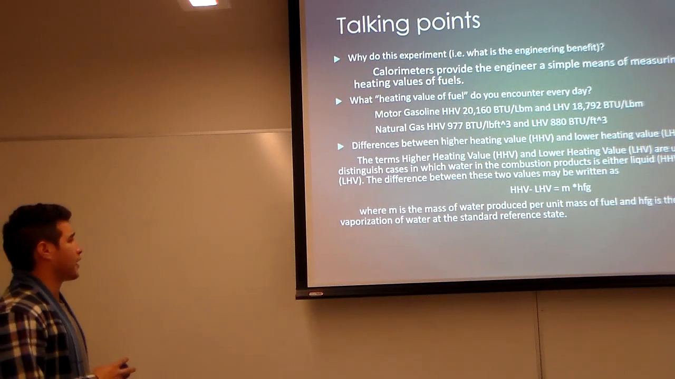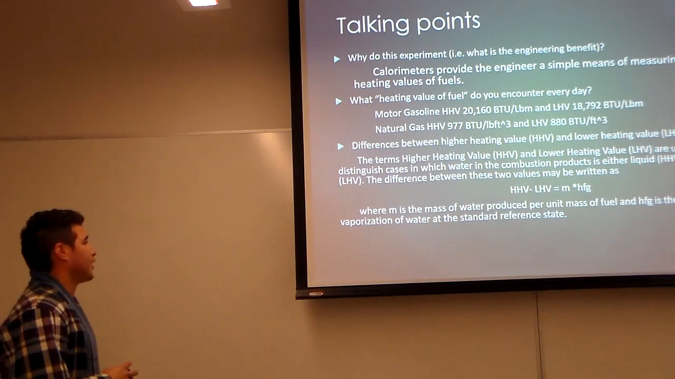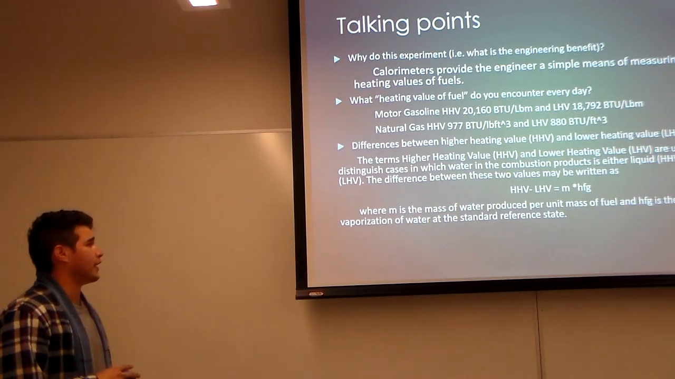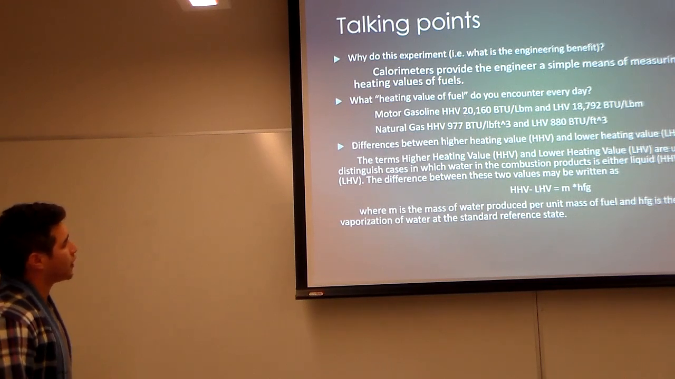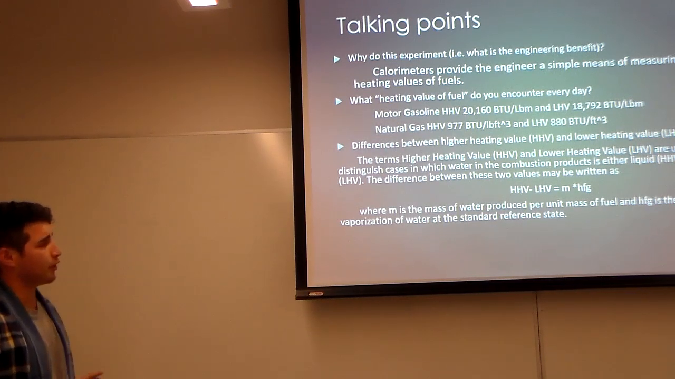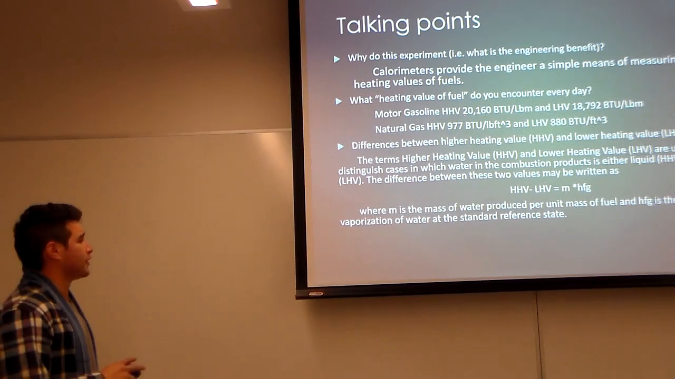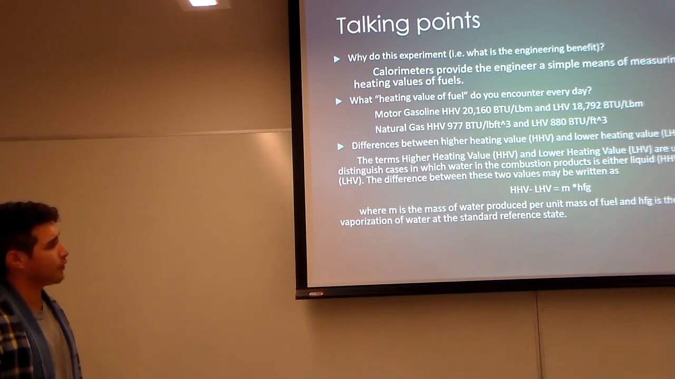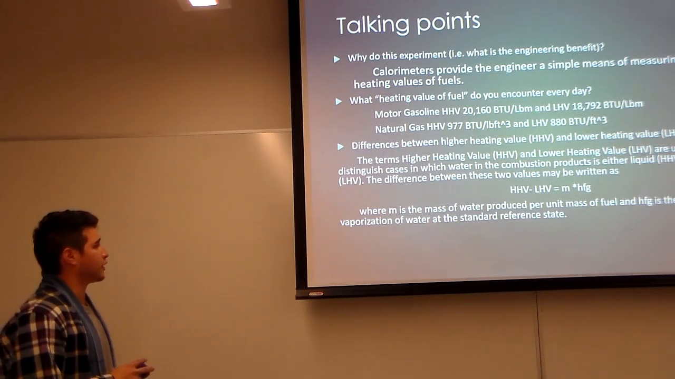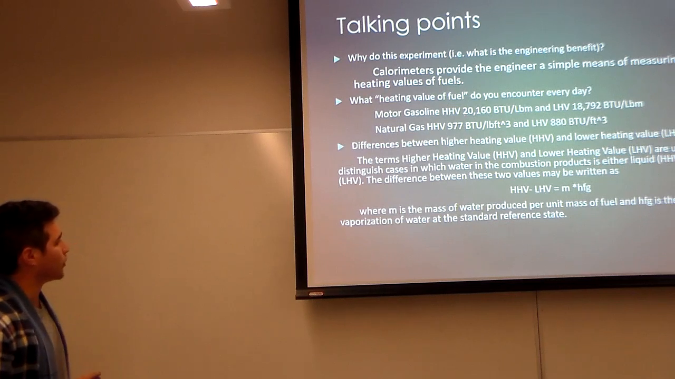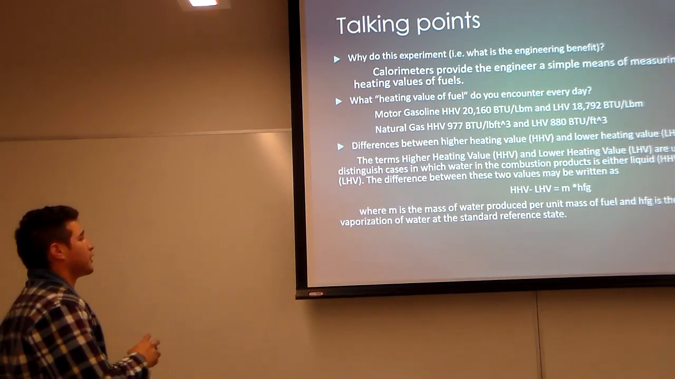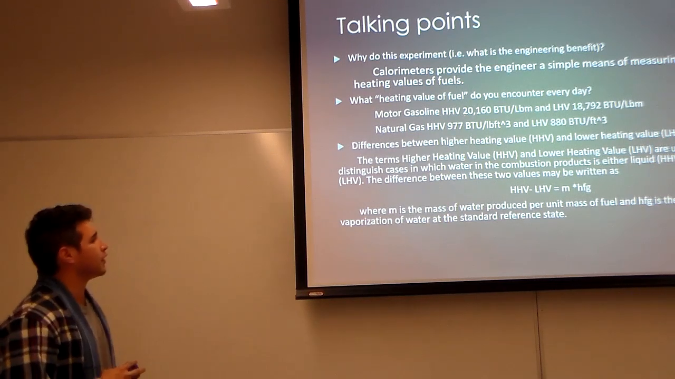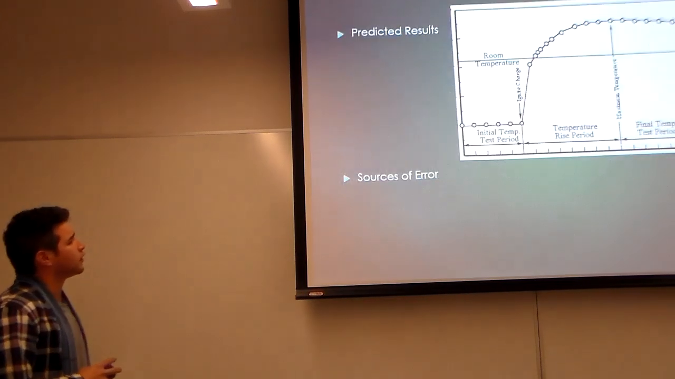So what are the heating values that we encounter every day? The first one is motor gasoline. That one has a higher heating value of roughly 20,000 and a lower heating value of roughly 18,000 BTUs per pound mass. The difference between the higher heating value and the lower heating value of the fuel depends on whether the water in the combustion products is liquid or gaseous. If it's liquid, it is the higher heating value. If it's gaseous, it is the lower heating value. This may be written as the higher heating value minus the lower heating value is equal to mass times the latent heat of vaporization, h_fg.